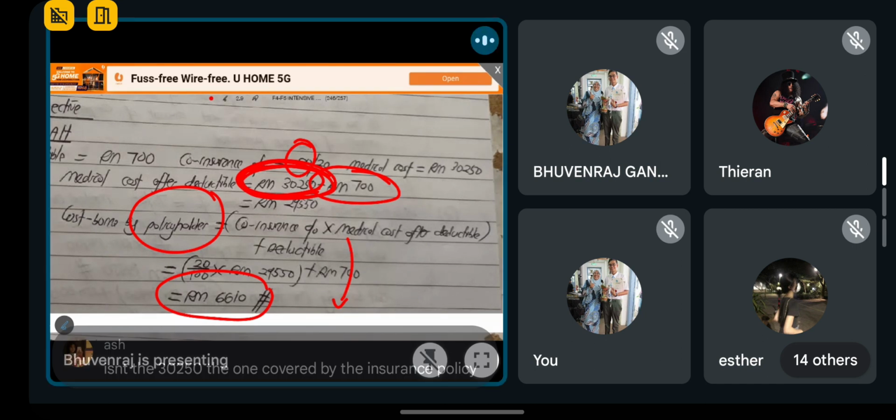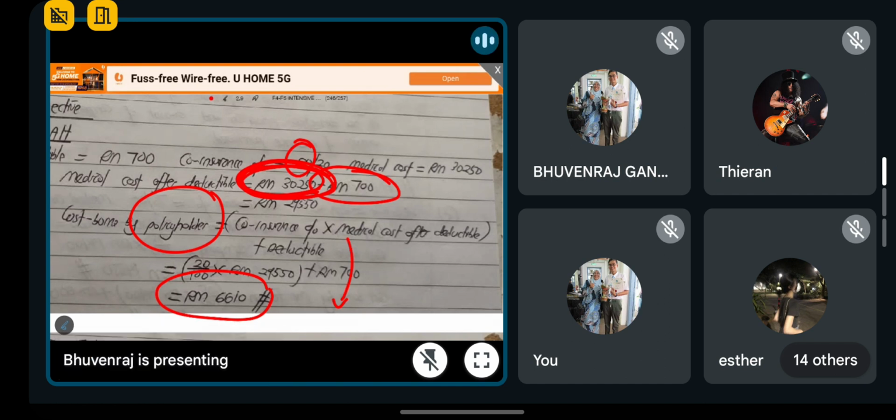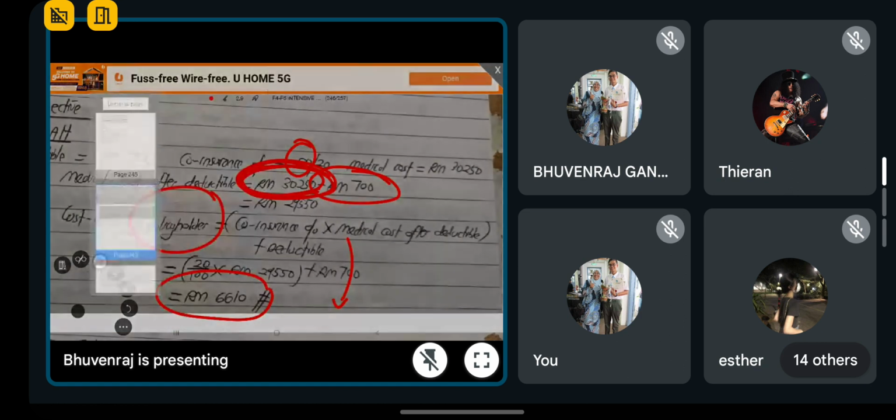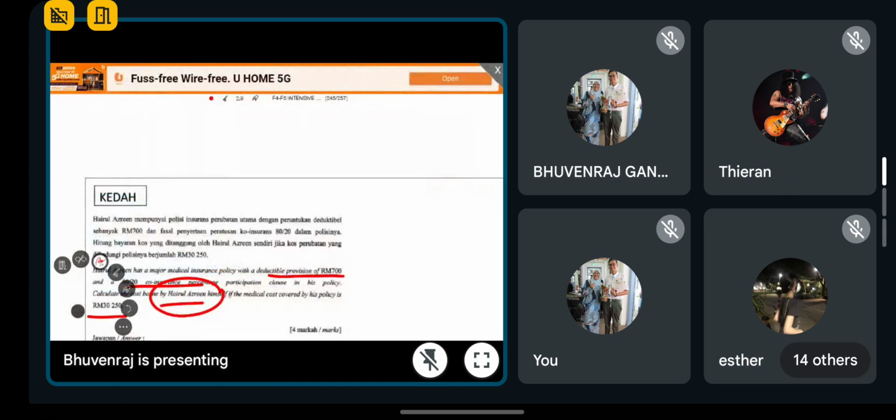Isn't the 20 to 50 the one covered by the insurance policy? What do you mean by covered? Oh, let me see the question. Wait. Medical. Oh, yeah. But I think you can assume it as the medical cost. Although the wording is a bit different, you can still assume it as the medical cost. If not, you have no other way to solve the question because that's the only value given to you.